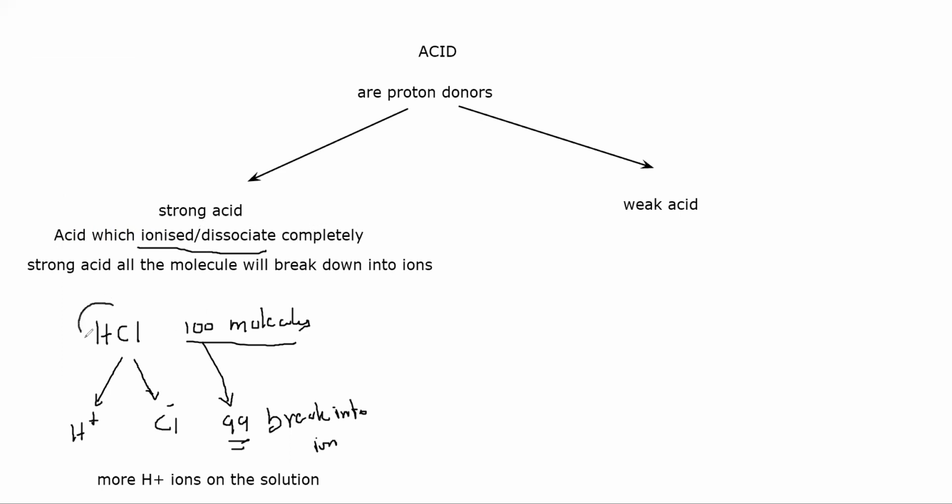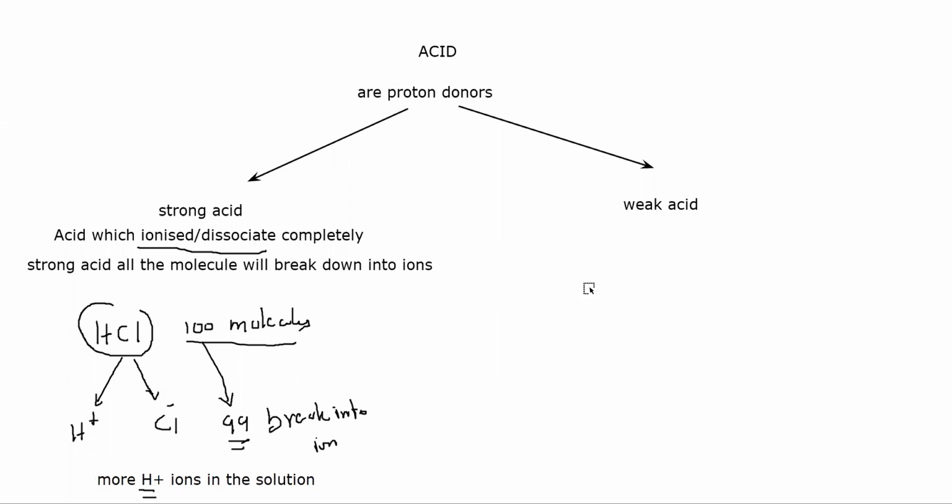For example, if you have 100 molecules of HCl, almost all 100 of them will break down into ions, we call that a strong acid. So strong acids will have more hydrogen ions in the solution.